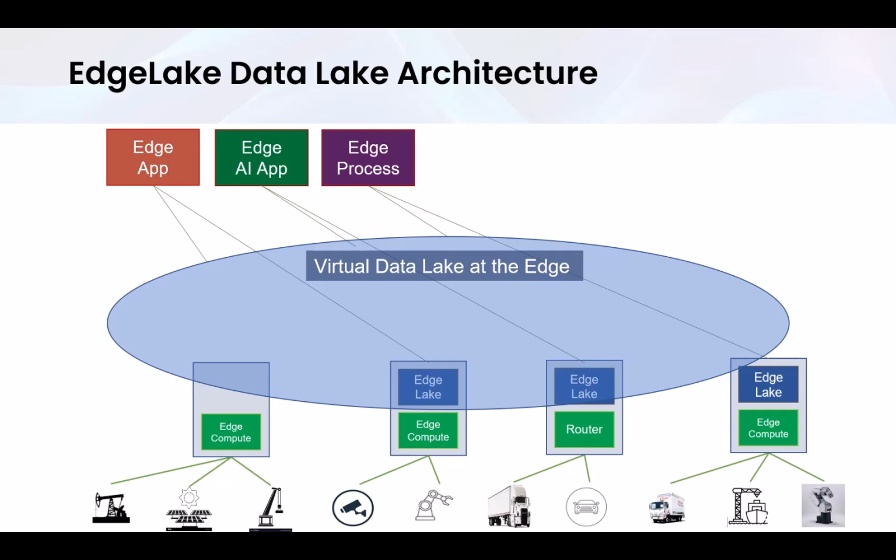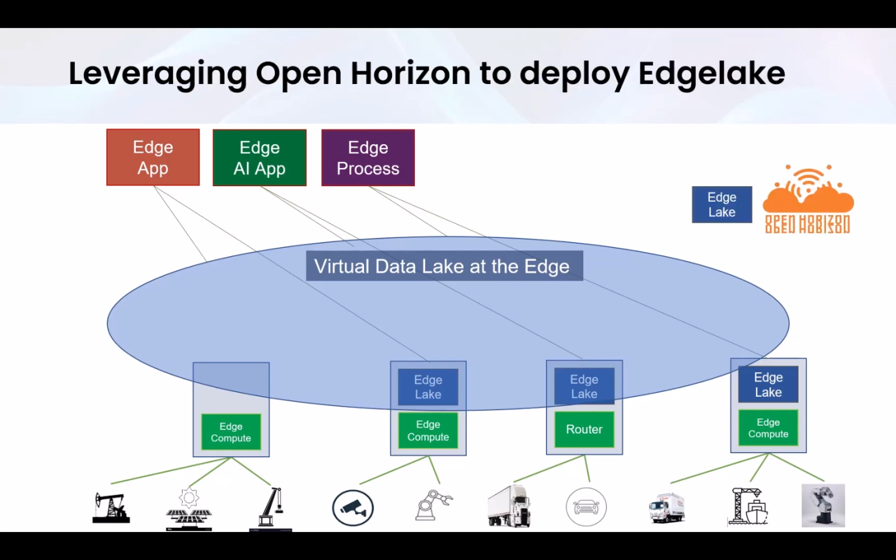EdgeLake is different. EdgeLake leverages those edge compute devices collecting the data and turns them into a virtual data lake, eliminating the need to move all data to expensive cloud resources. All the data services provided by the cloud DBs are made available in an automated way at the edge. One of the ways to get EdgeLake services installed at each of your edge compute devices is to leverage Open Horizon. Open Horizon allows us to deploy and manage remote services such as EdgeLake on edge compute devices.